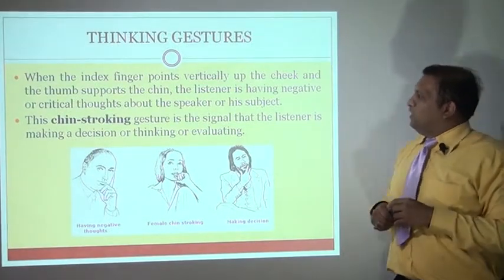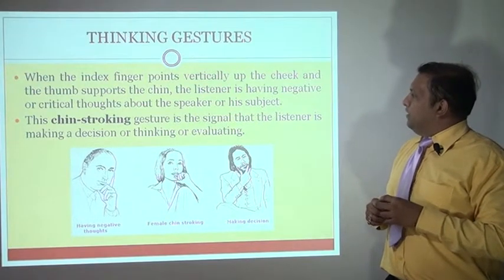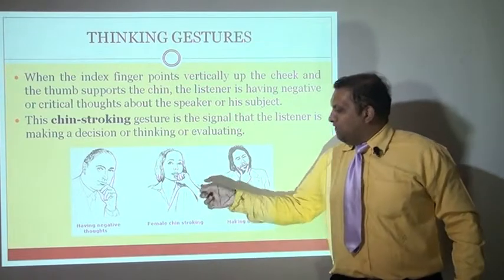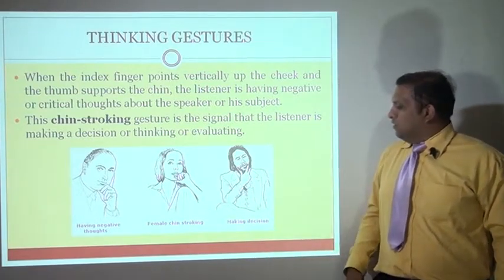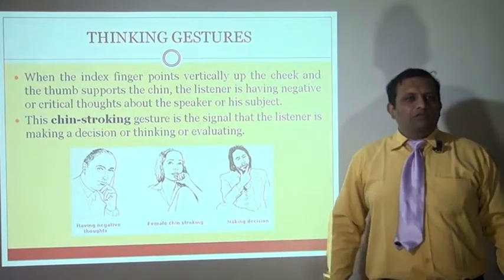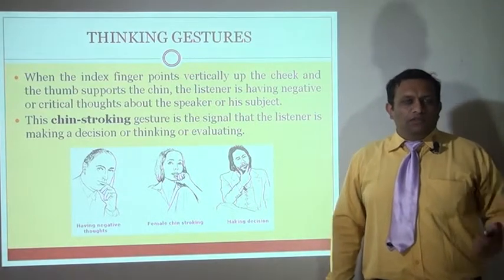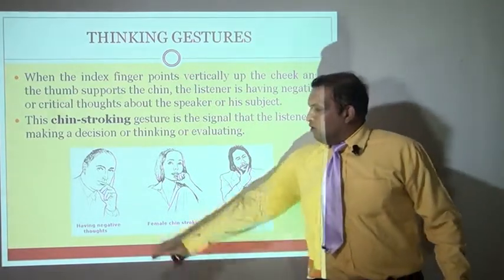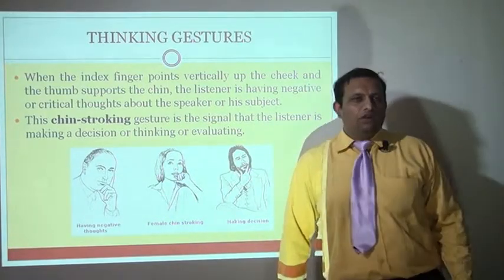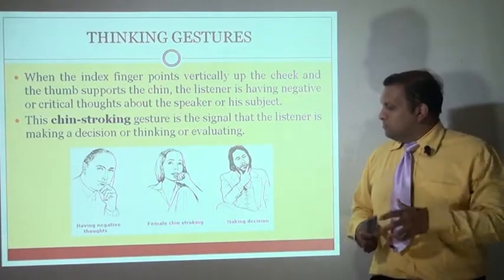When the index finger points vertically up the cheek and the thumb supports the chin, the listener is having negative or critical thoughts. You can see people having hands on their cheeks. All of us must have popularly seen the admired businessman Mr. Dhirubhai Ambani, who used to have this kind of gesture. This is a gesture of having a lot of thoughts, or having negative thoughts about the other person.